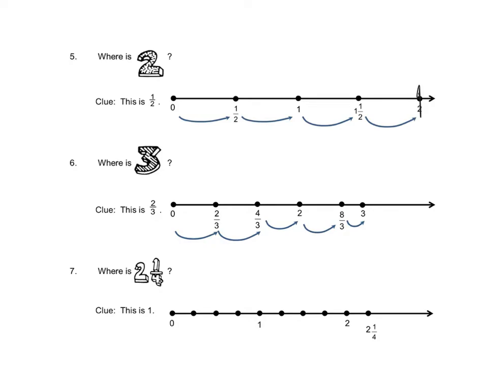Very simple. 2 wholes is actually equal to 4 out of 2, or 4 halves, right? So you must have these 4 equal pieces: 1, 2, 3, 4. 4 equal pieces. So this one must be your 2.